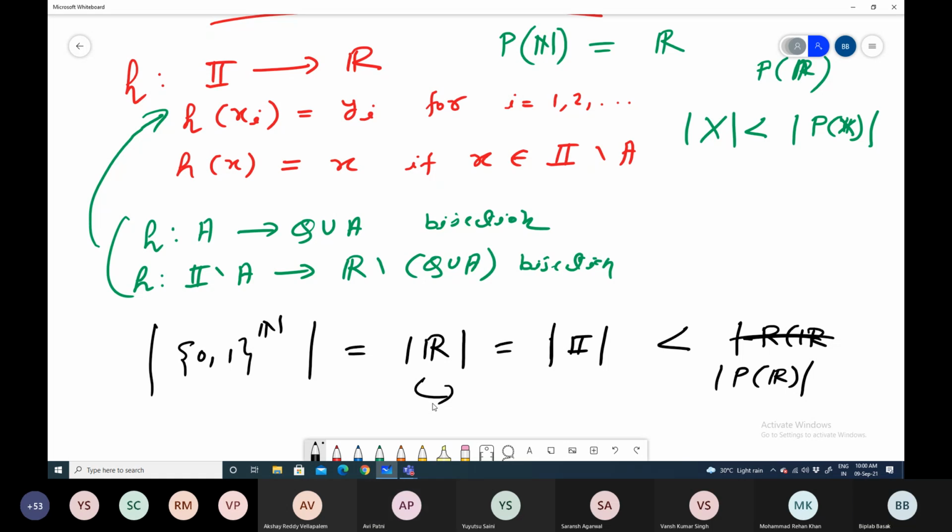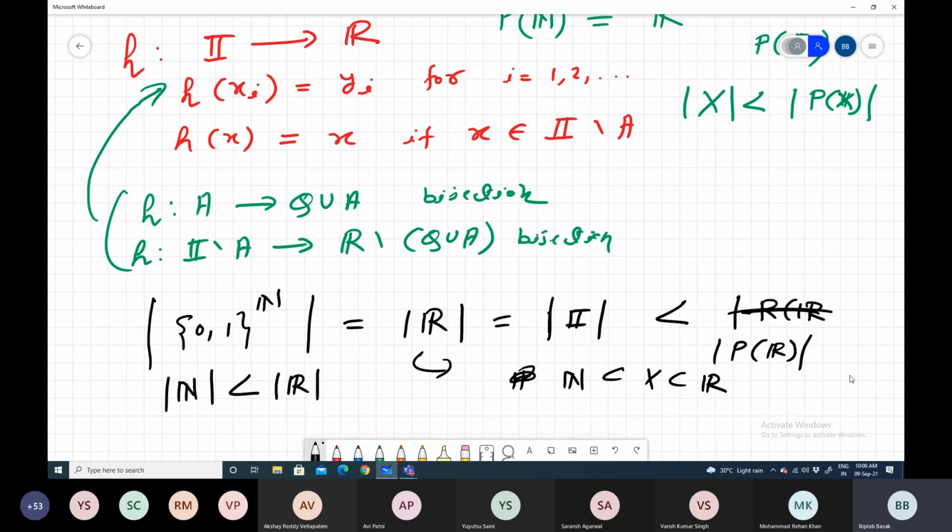Okay, sir. So we will prove that this natural number N and this R, this is the smaller one, and there is no set between them. Because if you take any set, say x subset of R, then either x has the same cardinality as N, that means x is countable, or x is uncountable. So this is called the continuum hypothesis.